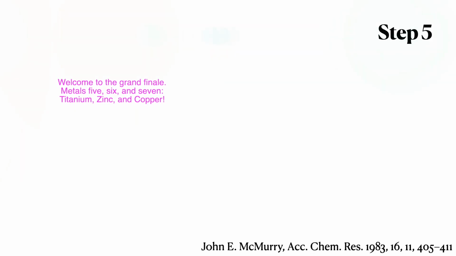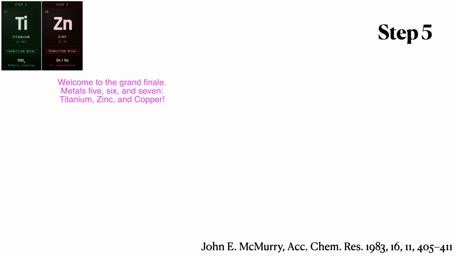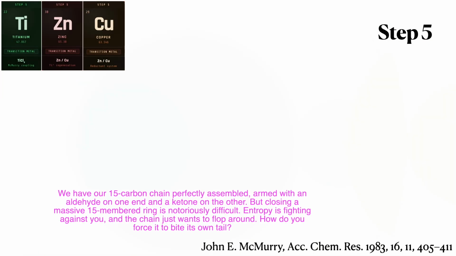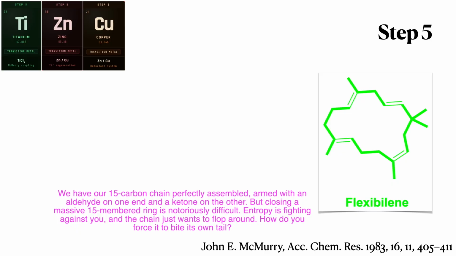Welcome to the grand finale. Metals 5, 6, and 7: titanium, zinc, and copper. We have our 15 carbon chain perfectly assembled, with an aldehyde on one end and a ketone on the other. But closing a massive 15-member ring is notoriously difficult. Entropy is fighting against you, and the chain just wants to flop around. How do you force it to bite its own tail?